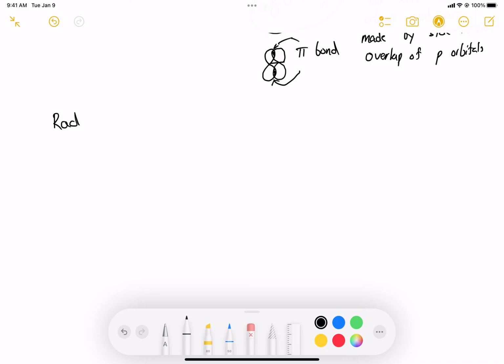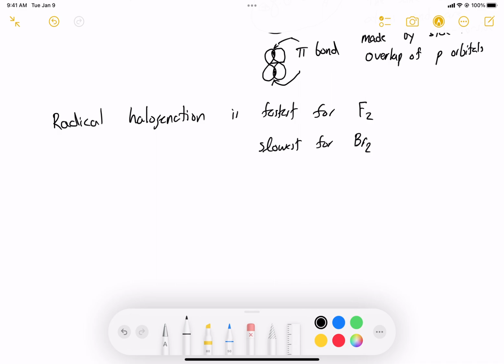Okay, so radical halogenation is fastest for fluorine, so for F2, okay? So it's fastest for fluorine, it's the slowest for bromine, and does not occur for iodine because iodine is overall endothermic. Okay? And the reason here is, so fluorine has the smallest, most electronegative atom. Okay, so it reacts the fastest.